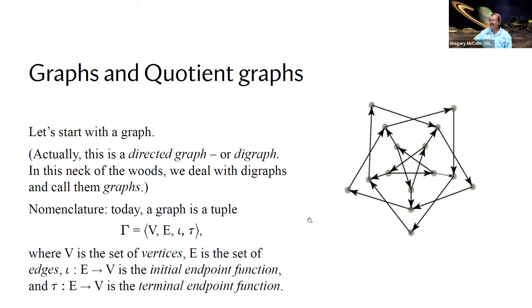And one thing I should say is that we're actually dealing with digraphs. That is, every single edge is oriented, so it has an initial vertex and a terminal vertex. The combinatorial group theorists have decided to call these things graphs. And by wielding their deep state influence, they have managed to get everyone else to refer to these things as graphs. At any rate, this then is what combinatorial group theorists call a graph. Every single edge has an initial vertex and a terminal vertex.